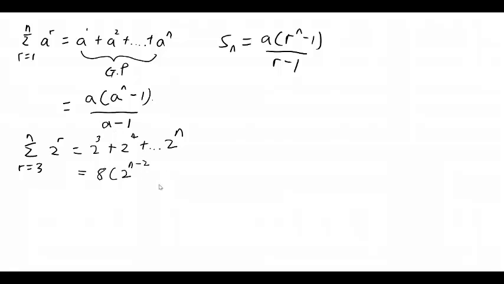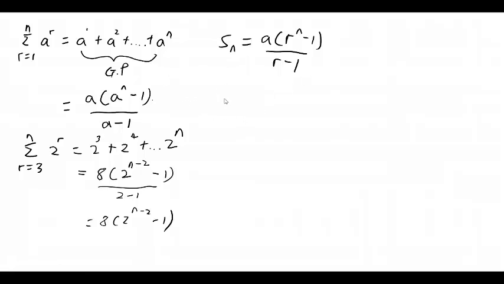N minus 3 plus 1 is n minus 2, so this is the number of terms. Then you take minus 1 over 2 minus 1. Of course, 2 minus 1 is still 1, so the answer is 8 bracket 2 to the power n minus 2, minus 1. Understand?